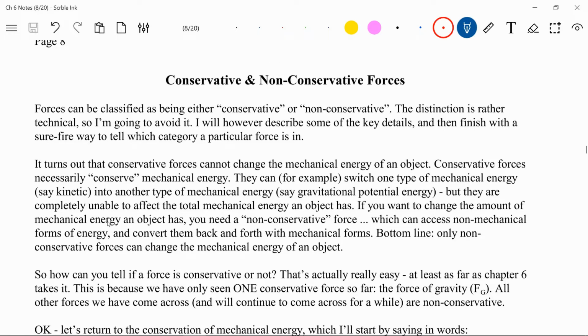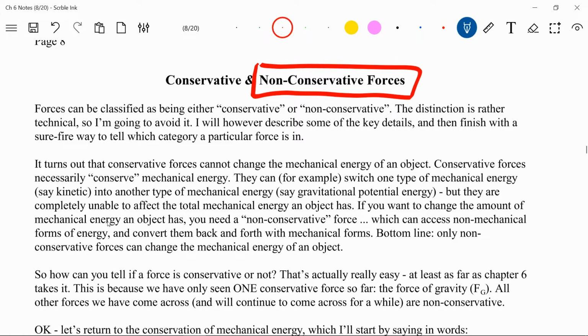Okay, now, this is probably one of the most confusing parts of the chapter, this idea of non-conservative forces. For 30S physics, I'm going to say that this is probably something that you don't need to worry about too much. I think I can simplify this as far as 30S physics goes. I'm just going to say that non-conservative forces are all forces seen in 30S physics, with only one exception. And that one exception is the force of gravity.